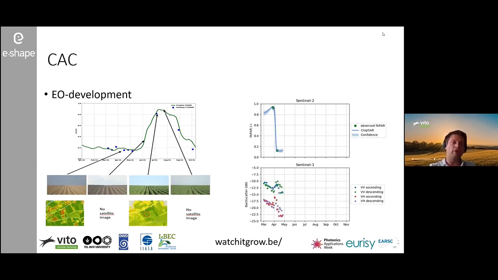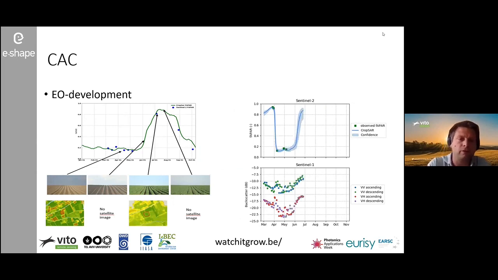The starting point here was a service called COPSAR, which enables us to provide cloud-free observations. It's basically an integration of Sentinel-1 and 2, and through that integration, we can even have good observations of the field under cloudy conditions. That's a neural network, machine learning based, where we integrate Sentinel-1 and 2. So we thought, okay, we can do this for actual observations.